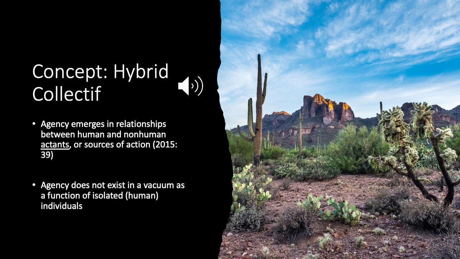Basically, what he means by this is that our social systems include non-human beings and environmental processes. So when we talk about border violence and border policy, we have to talk about the ways all of these non-human beings and processes are enrolled into policy to enact violence. And so on a technical level, his argument for this idea of hybrid collectif is that agency emerges in relationships between humans and non-human actants, or sources of action.